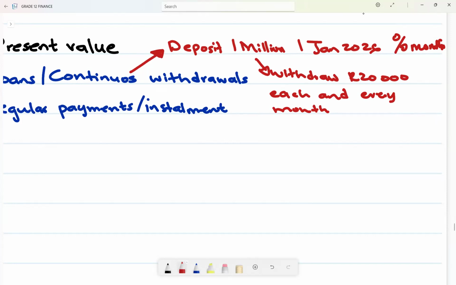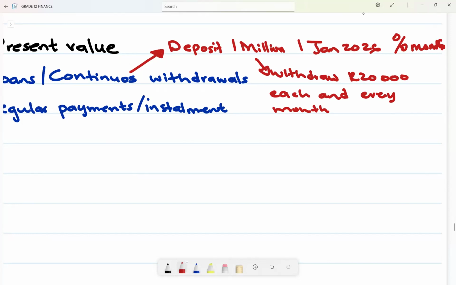But remember, as I deposit this money, it will grow inside the bank. Let's say I deposit 1 million today. Next month, it will have received an interest, maybe it will be 1,200,000. And then I take out 20,000. The next month, it will grow. The amount that is inside the bank will get an interest again.